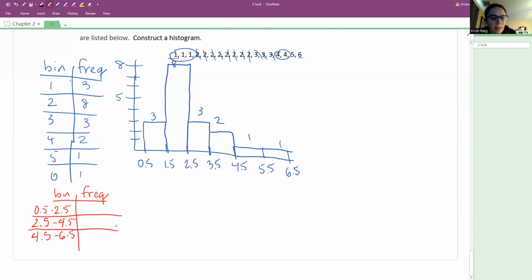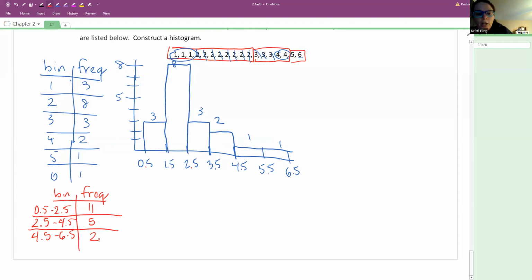Okay, 0.5 to 2.5. I'm doing this whole thing in red just so I can write over the same problem. That's all of these guys. There was 3 1s and there was 8 2s, so there's 11 numbers there. 2.5 to 4.5, so I'd be from 3 and 4. There was 3 3s and 2 4s, so there's 5 numbers there. And last but not least, there's 2 numbers in the last one. So I still have all the numbers.